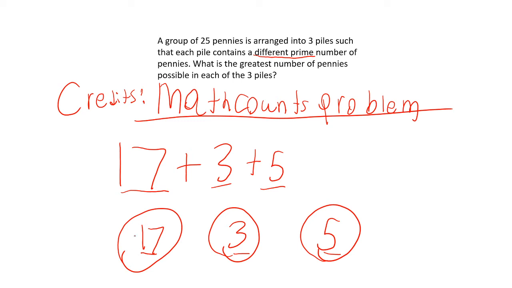And we see that 17 is the largest possible prime that can be in each of the 3 piles. You know, we can move our terms around. 17 can go over here, but it doesn't matter where 17 is. All we're looking for is the greatest number of pennies possible in each of the 3 piles, which we can see is just 17. That is our answer.